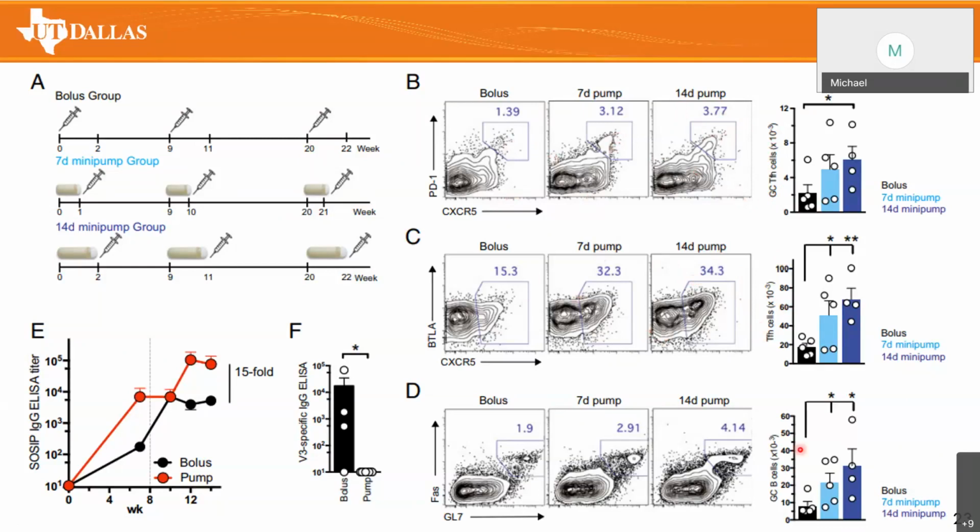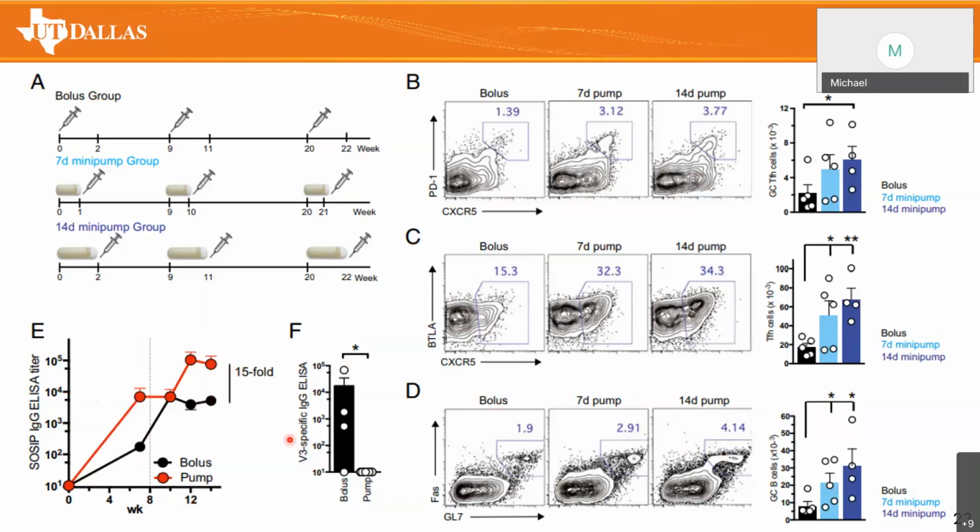And then when they looked at the germinal center B cells, again, in each case, they're showing a higher amount in the pumps compared to the bolus injection. They also looked at the IgG titers, and they showed that the pump, and this is the 14-day pump, has a 15-fold increase compared to the bolus injection by week 12.